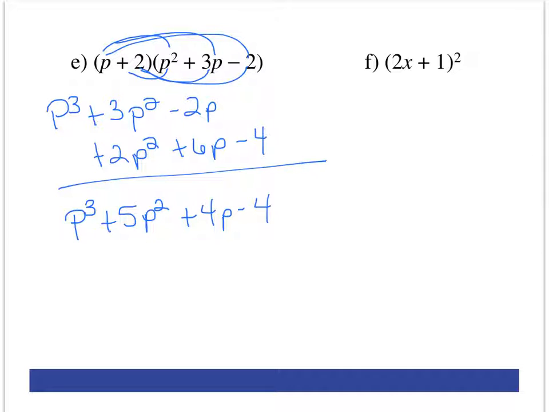Okay. So now I have 4x squared, because remember we take this, we square it, now we multiply these two together and then we double it. So that gives us 2x, and we're going to double it, so that gives us 4x. And then we square 1, and 1 is a perfect square.